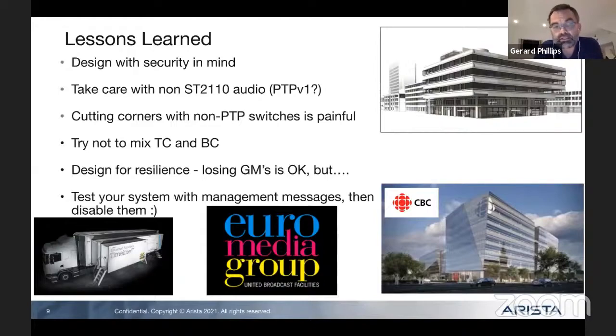Design for resilience. I mentioned it already, it's really important. Losing a GM is not too bad. Losing 2 GMs is not too bad. The network will carry on going. The switches will hold over, but time will drift. We don't have accurate clocks for holdover.